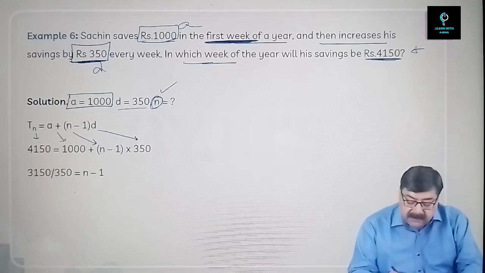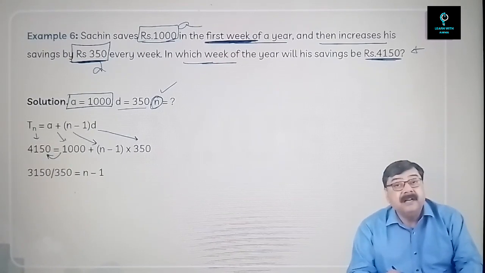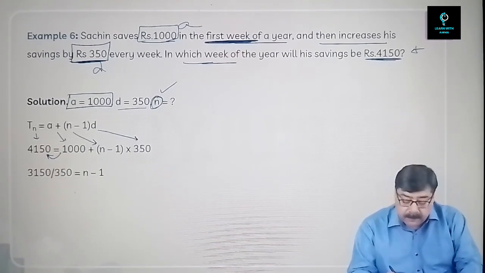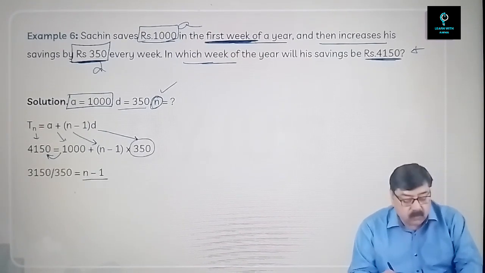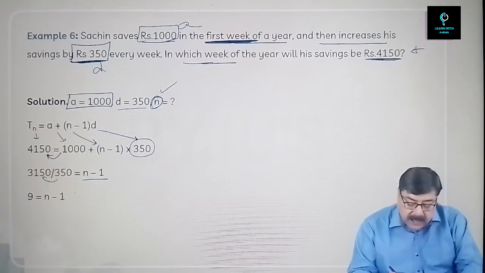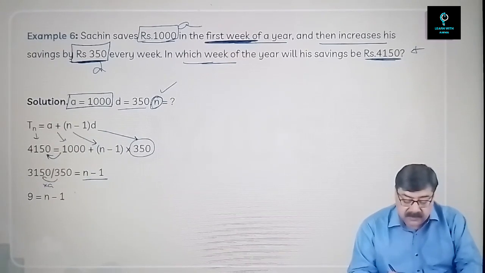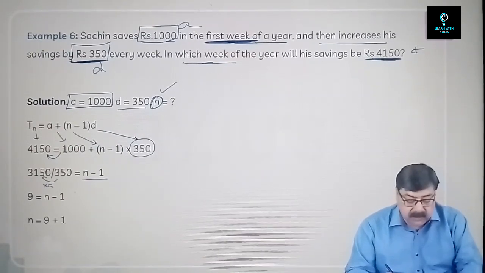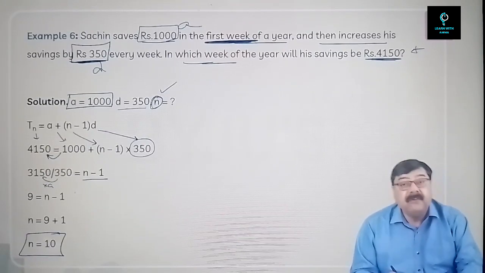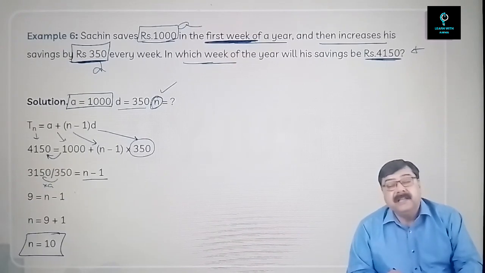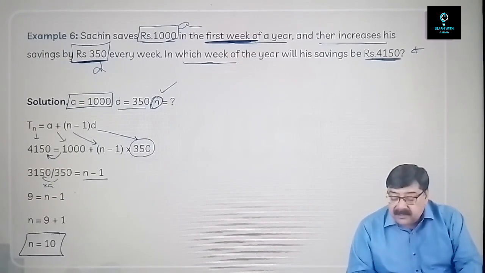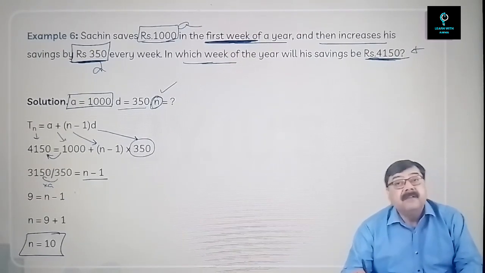So from this we get 3150 as 1000 gets deducted from 4150 and is divided by 350 to give us N minus 1. So 350 into 9 is 3150, which is equal to N minus 1, by virtue of which we get the value of N as 10. So it is in the 10th week of the year that Sachin's savings will be 4150.